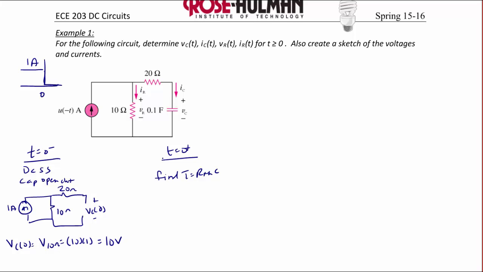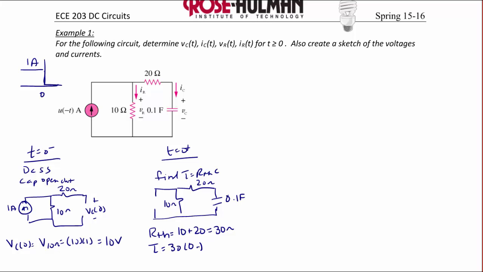For tau, the current source is open because it's now off, and I have a 10 ohm resistor here, a 20 ohm resistor here, and a capacitor that is 0.1 farads. So this capacitor sees the 10 and 20 in series. So R Thevenin equals 10 plus 20, which equals 30 ohms. And tau is equal to 30 times 0.1, which is 3 seconds. Finally, VC of t equals VC of 0, 10 e to the negative t over 3 volts for t greater than or equal to 0.